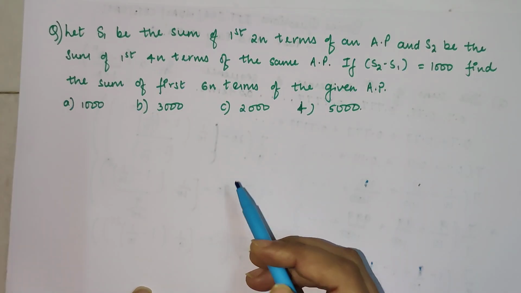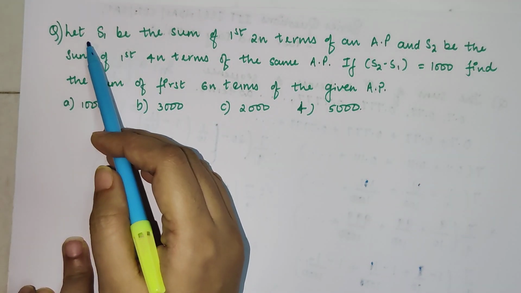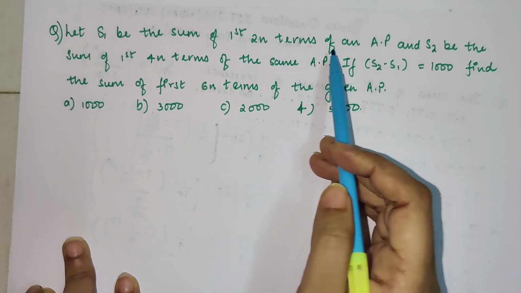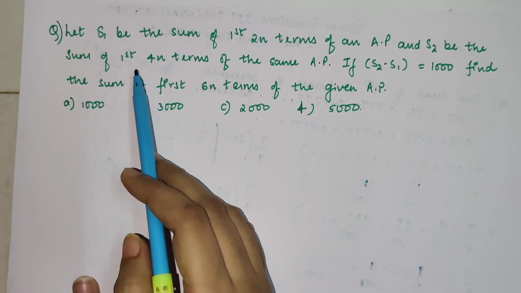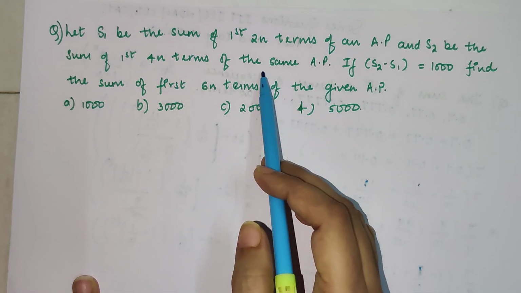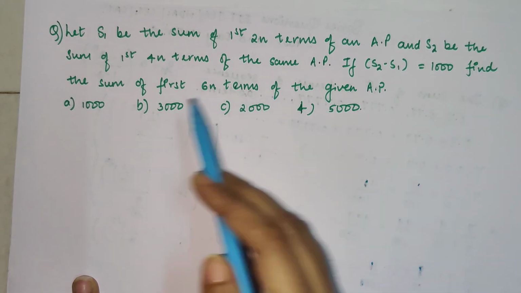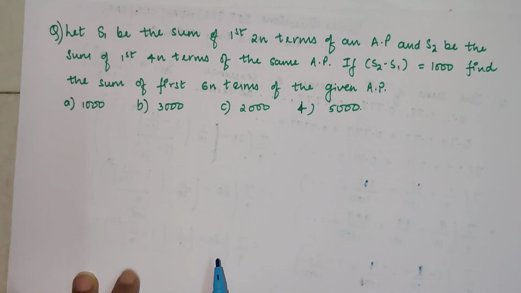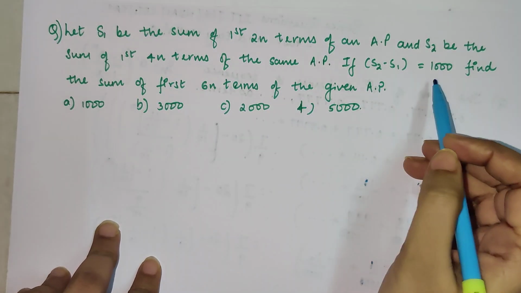So now let's do this particular question. The question is, let S1 be the sum of first 2n terms of an AP and S2 be the sum of first 4n terms of the same AP. If S2 minus S1 is 1000, then find the sum of first 6n terms. Students, whenever you get something like this, it gets a bit tricky, because you don't know what is your a and what is your d, but they have given you S2 minus S1 is 1000.